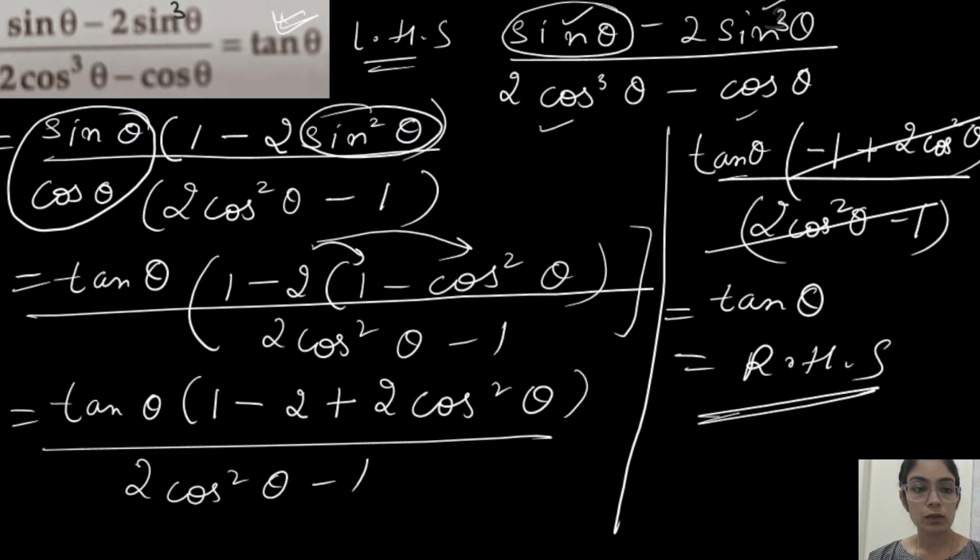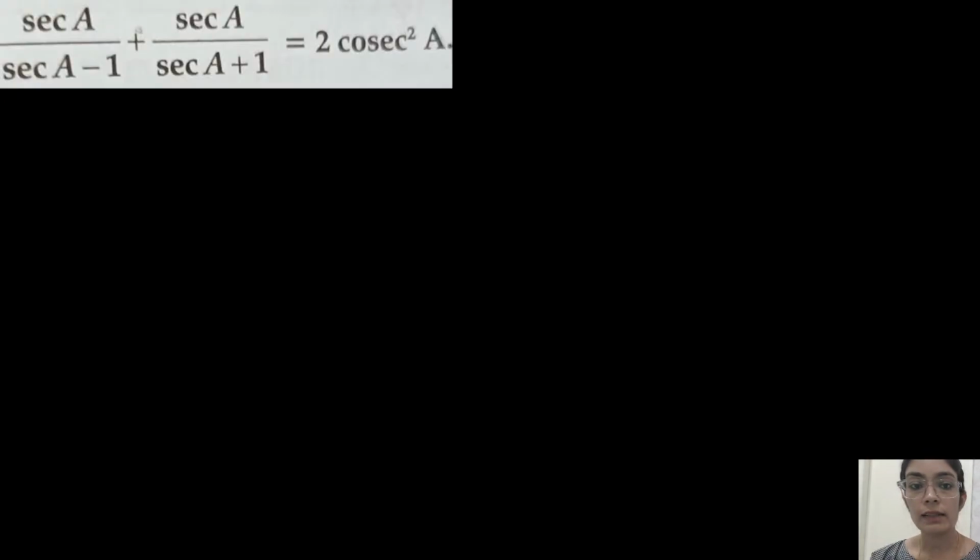Now let's do the next question. Only 2 more questions I'll do, so let's finish the questions fast. Here we will take the LCM, because 2 fractions are there. If 2 fractions are there, we can take the LCM. That's the first rule I have told you.